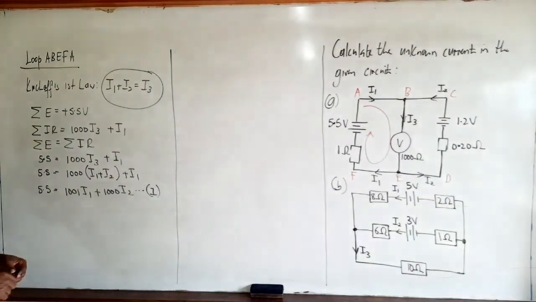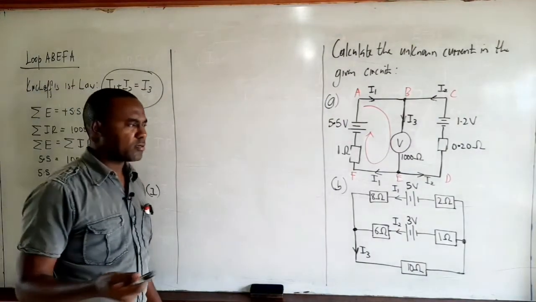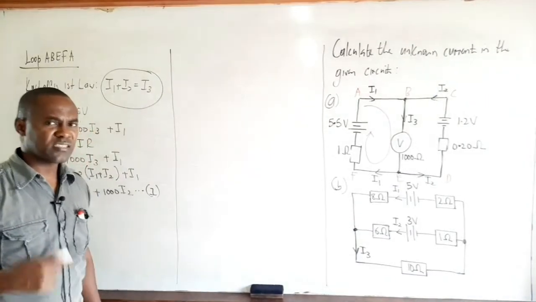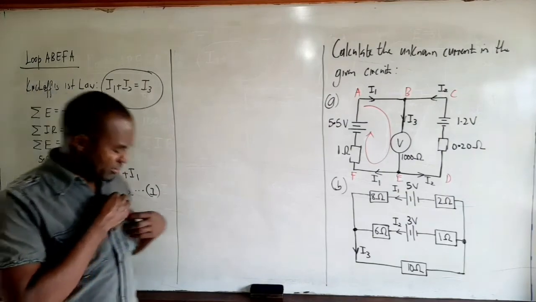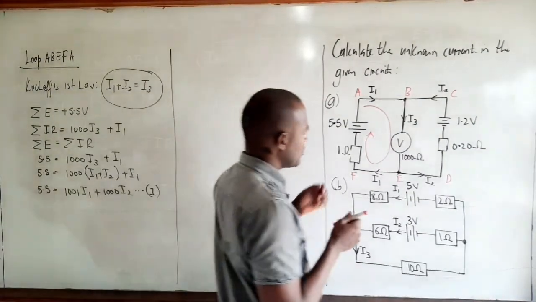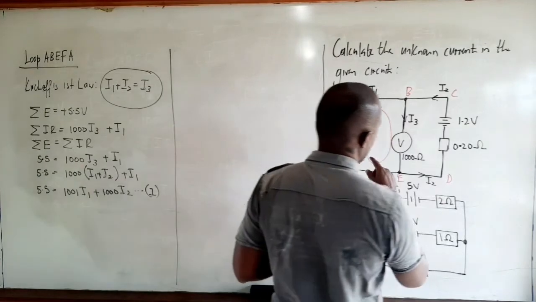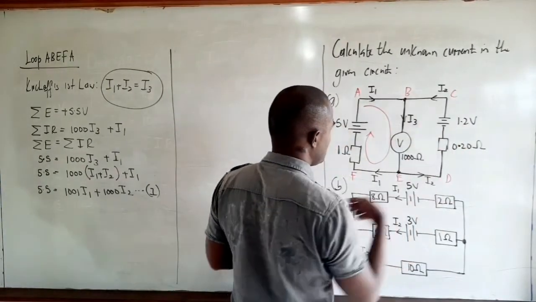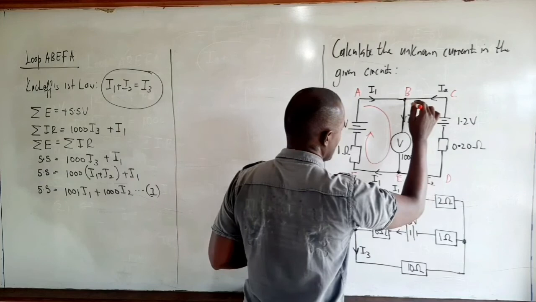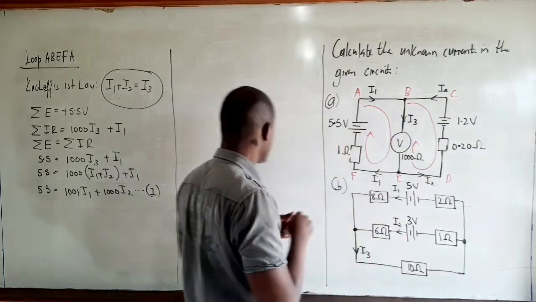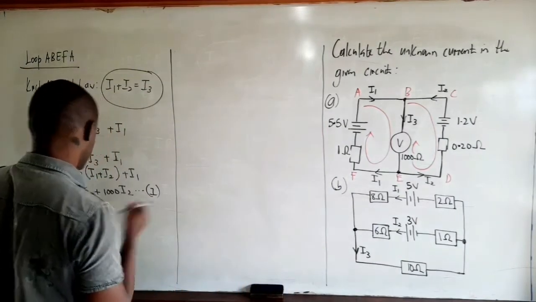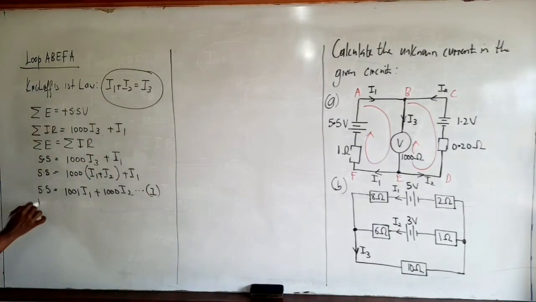Now, to solve for I1 and I2, we need a second equation. And to get the second equation, we must choose a second loop to traverse. Right? So, let's choose our second loop. Let's choose loop BCDEB. So let's go same clockwise direction. Right? So we're going around the loop in that direction. So we're going to be traversing loop BCDEB.